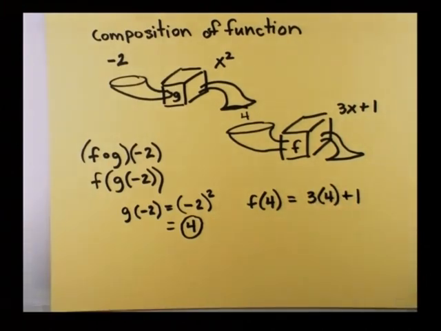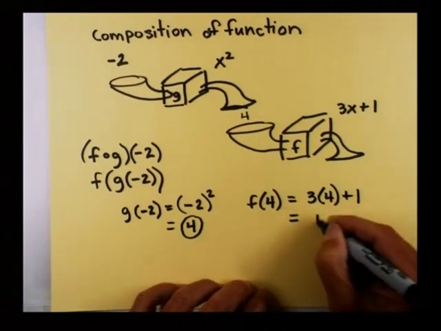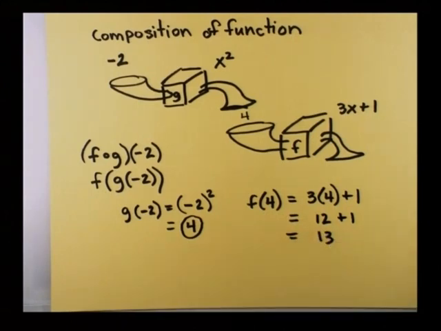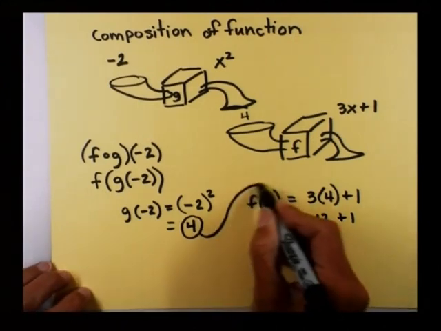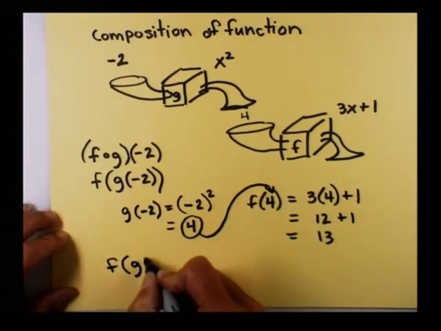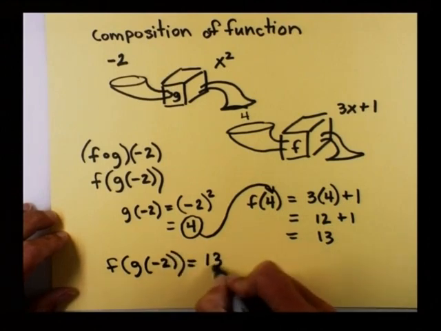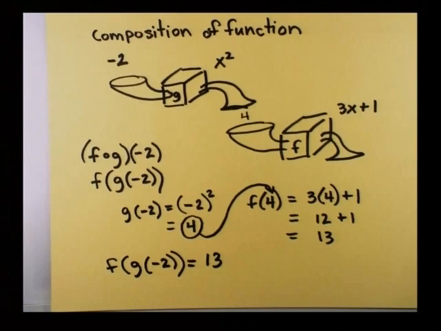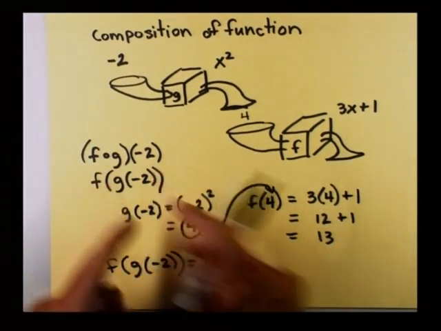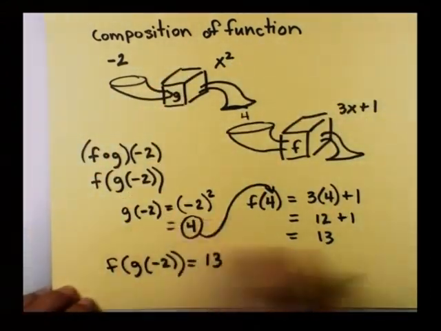And now I have to figure out what comes out. What's my output for that? And I get a 13. So F of G of negative 2 equals 13. And in demonstrating it this way, you can see the 2 steps. You can see that we took the answer from here, plopped it in here. Similar to this.